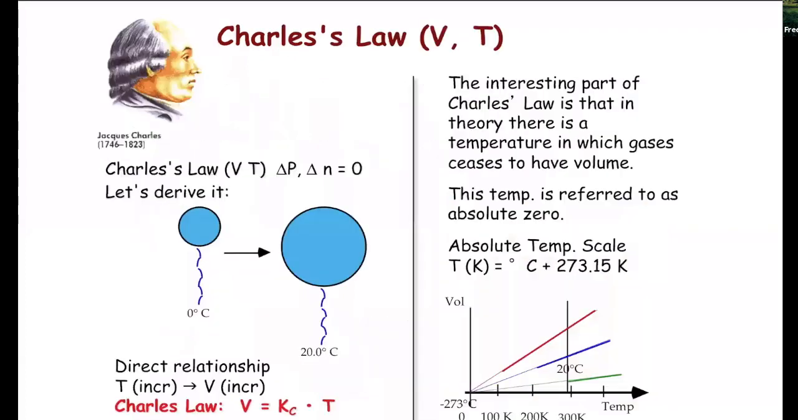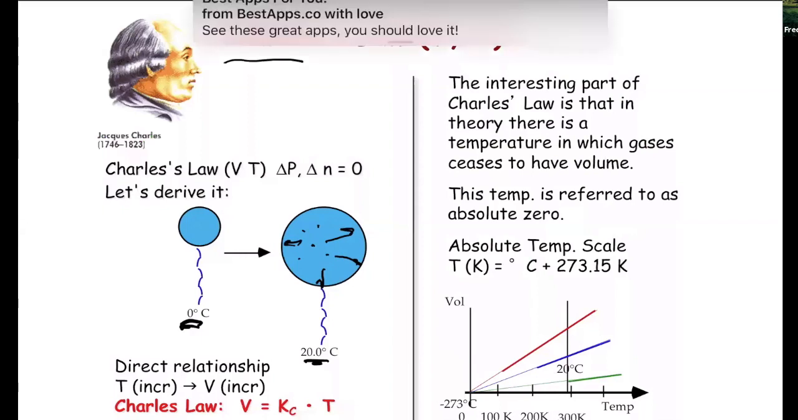This is Charles' law, and again, if you go from 0 degrees to 20 degrees, so you're heating it up, you're making these chemicals move faster. At the higher temperature, they're going to collide with the boundaries of that balloon with more rigor. It's going to cause that balloon to expand. And in fact, Charles was actually the person who kind of gave us absolute zero.